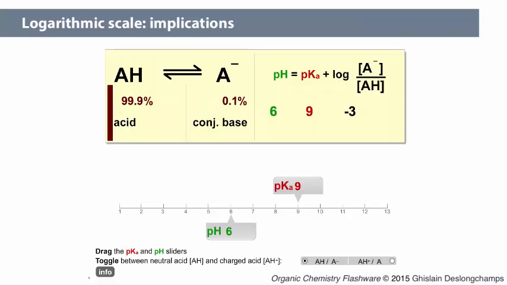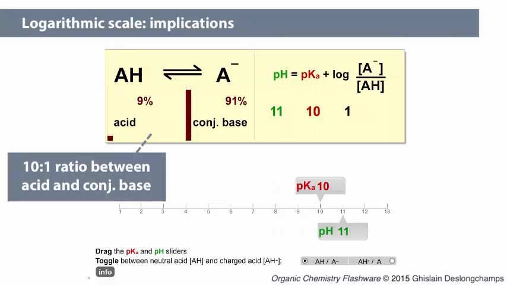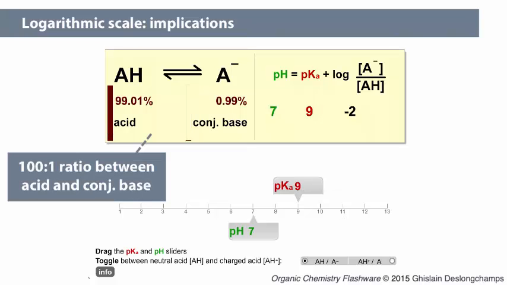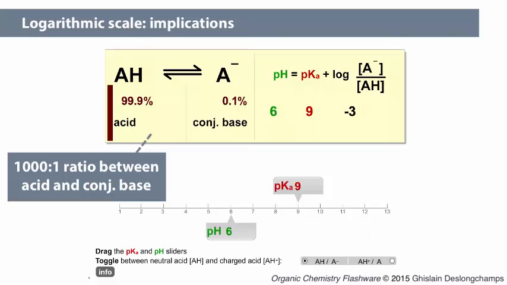What about 3 units? A 1-unit difference between pH and pKa results in a 10-to-1 ratio between the acid and conjugate base. A 2-unit difference between pH and pKa results in a 100-to-1 ratio between acid and conjugate base. A 3-unit difference between pH and pKa results in a 1,000-to-1 ratio between the acid and conjugate base.